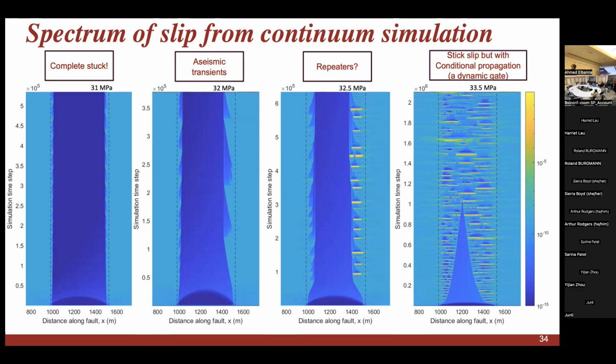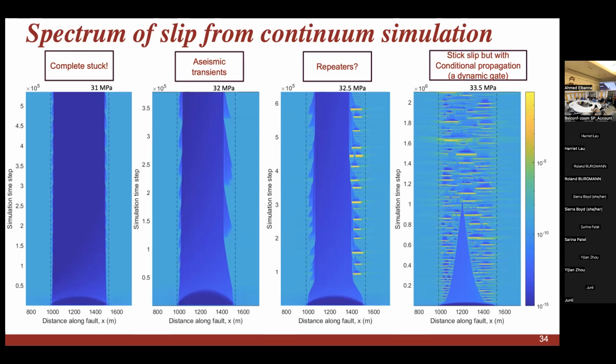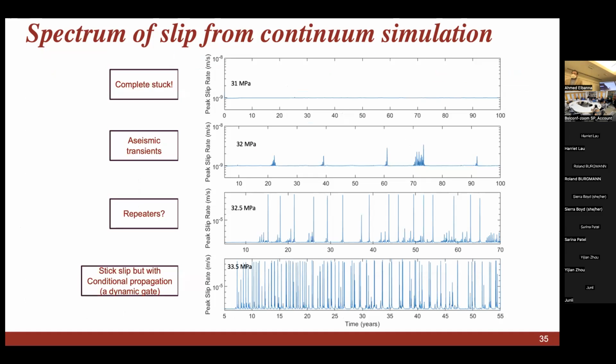And then another case here, when you start having a higher yield strength, then you start generating more seismic events. But for example, in this case, they are all segmented and partial ruptures. If I look at the seismicity pattern on the fault surface itself, that's another way to show them. The map of peak slip rate is here. For the locked case, you barely see anything.